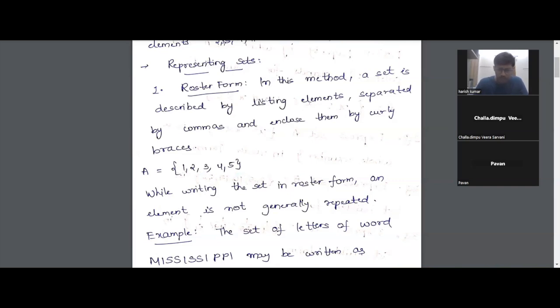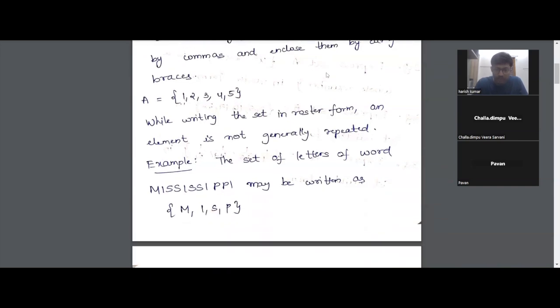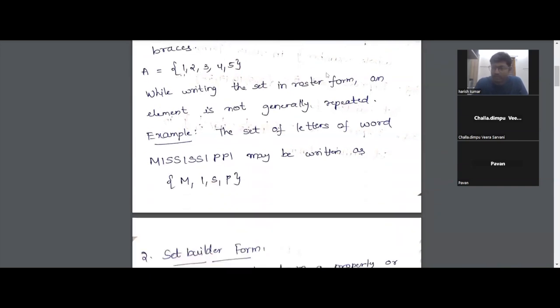For example, if we have to write the set of letters of the word Mississippi, there are only 4 distinct letters, so I'll write only those 4 separated by commas in curly braces. That is my roster form.